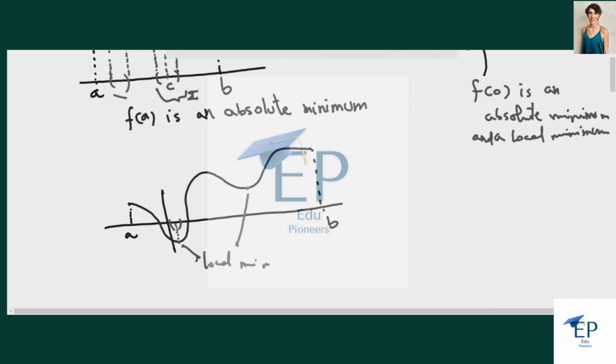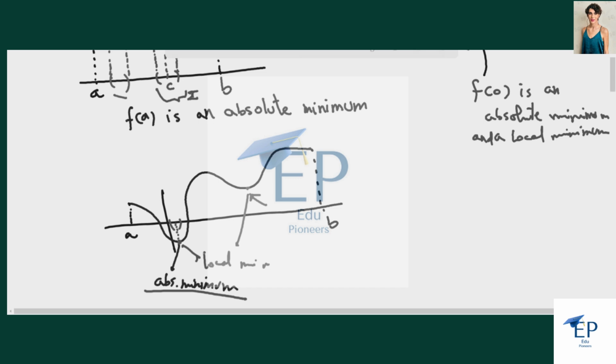But from all the graph, that is, if you look at the whole function and we choose the smallest of the values, then we have this absolute minimum. So here we have an absolute minimum also. At this point we have a local minimum and also an absolute minimum. But at this other point, we have only a local minimum because the absolute minimum is here. It cannot be at this point.